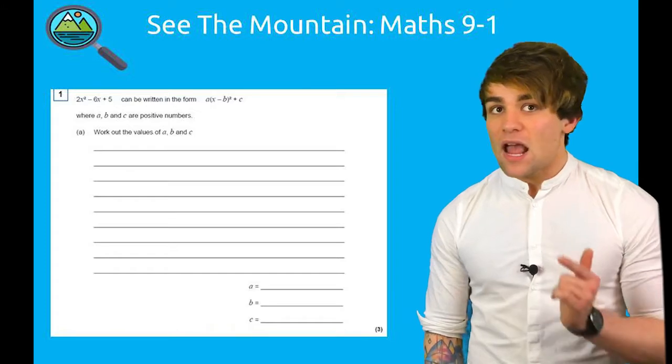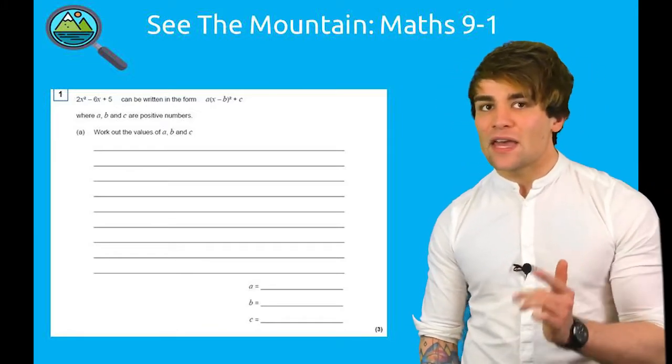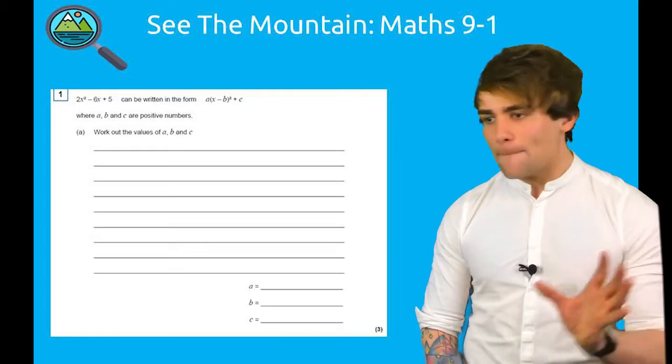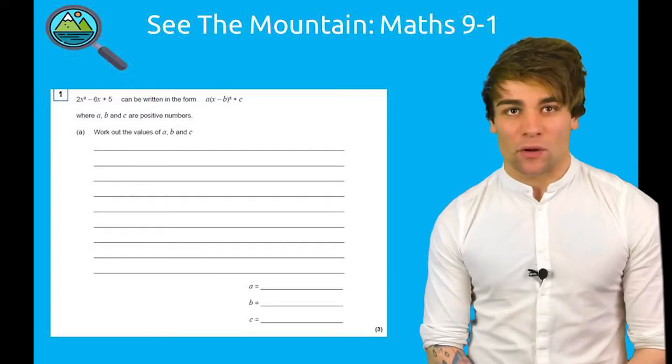We're going to walk through it. This exam question asks us to take 2x squared minus 6x plus 5 into the format of having a, b and c as positive whole integers. Right, let's get straight onto it.